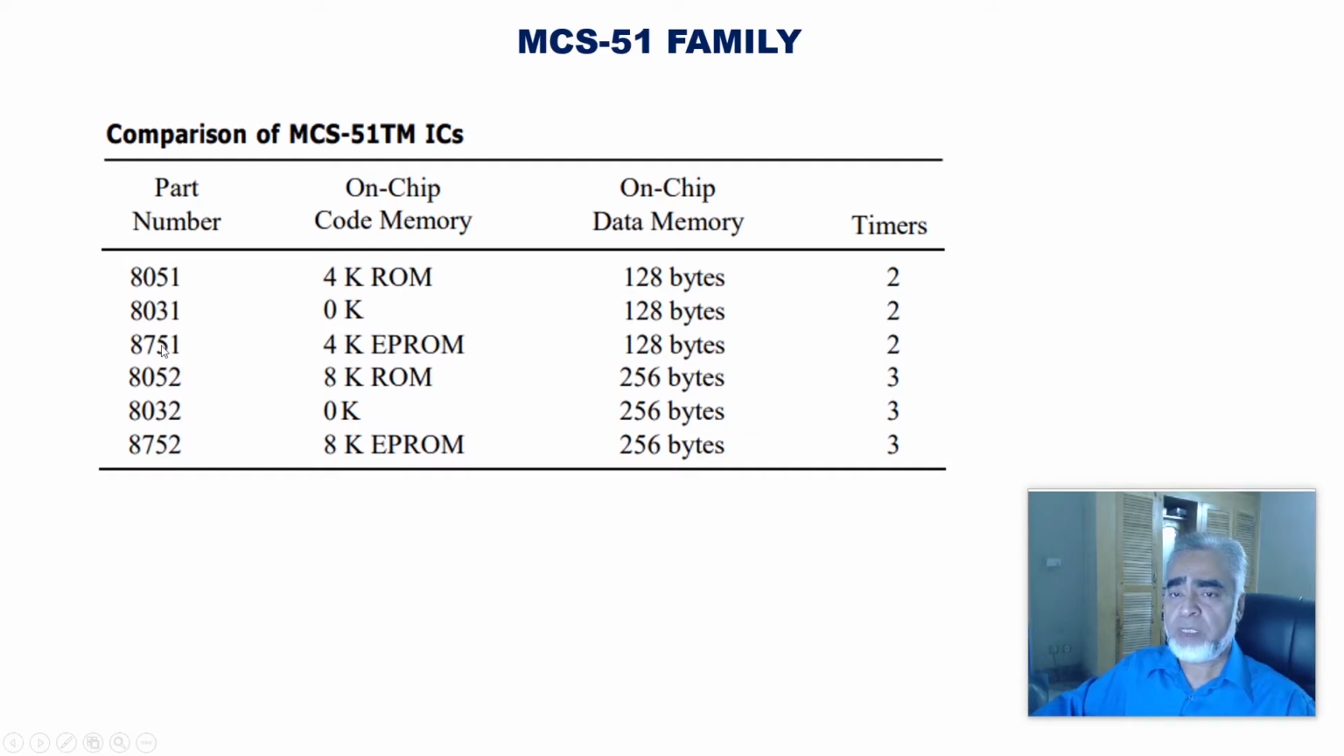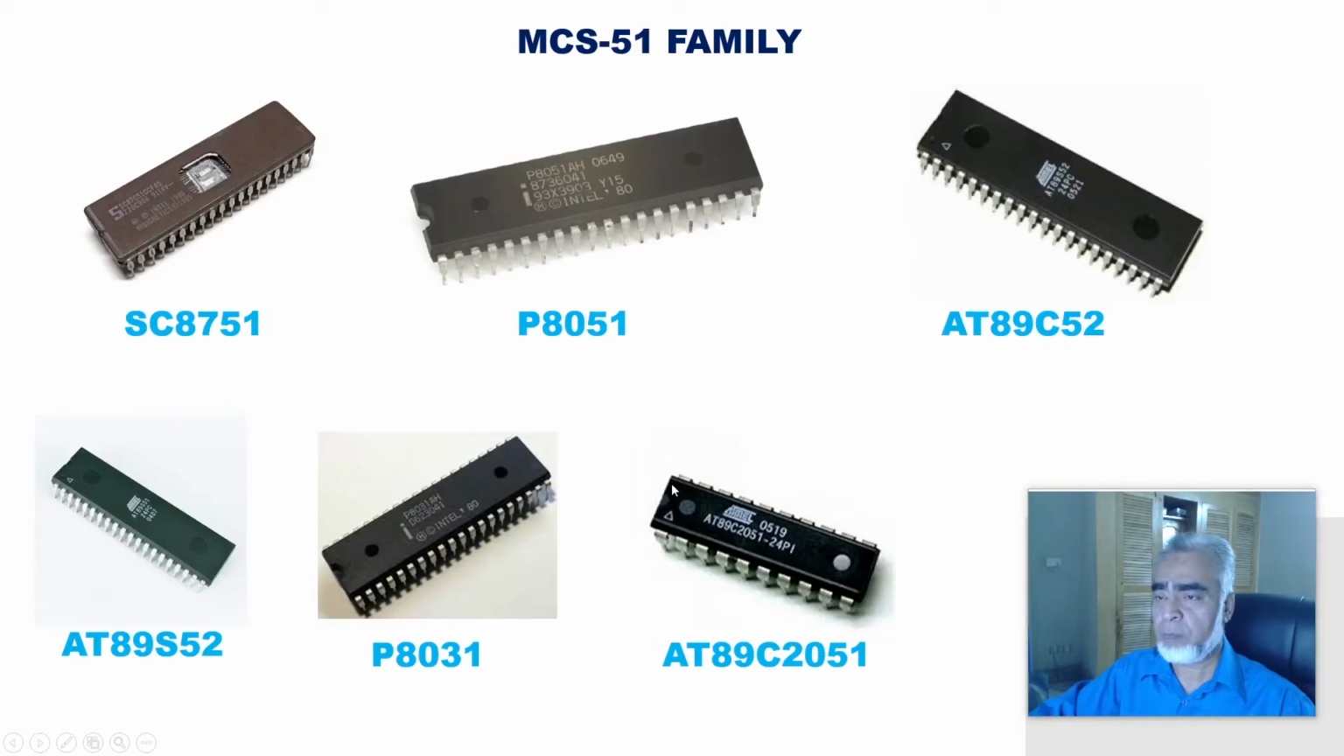The 8751 and 8752 are UV EEPROM based. Both these devices have UV EEPROMs with them. It means that to program them, we use electrical voltages like 12 volt or 21 volt. But to erase the program from these devices, we will use ultraviolet light. And now both these devices, 8751 and 8752, are not available in the market.